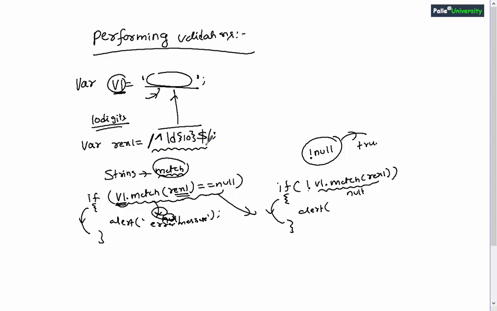I believe you understood the point. Now let me explain one more simple example. Assume that somewhere in my JavaScript function, let us say I am having a var v2 variable. Let us say this v2 variable is having some content. Now I want to verify whether this v2 variable's content is present in valid format or not.